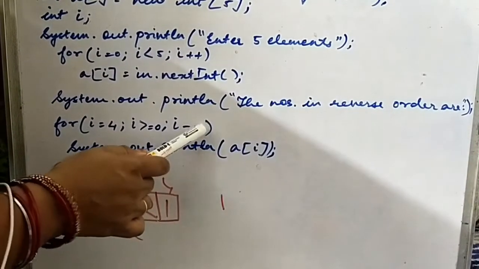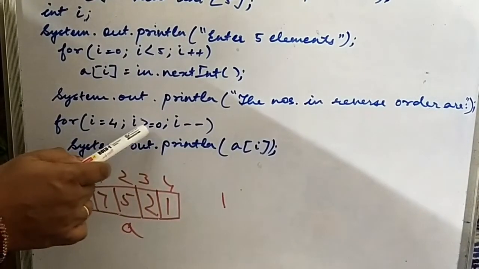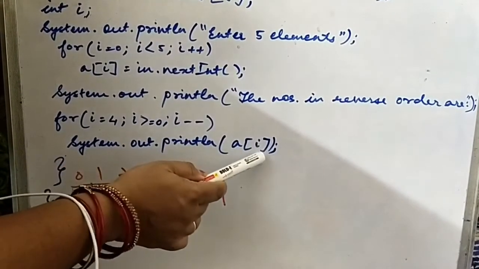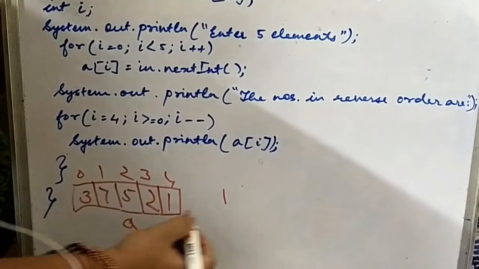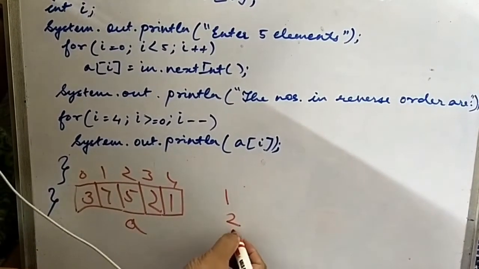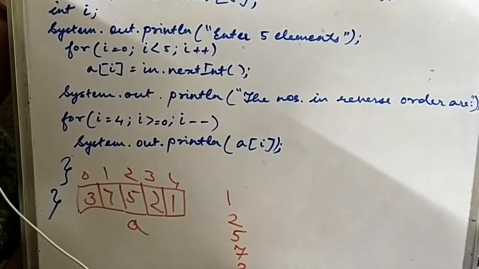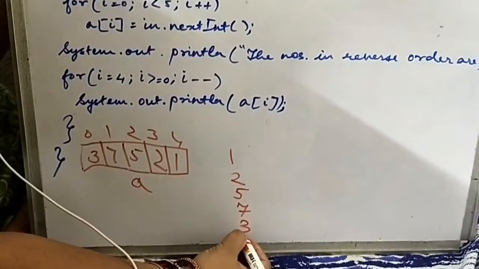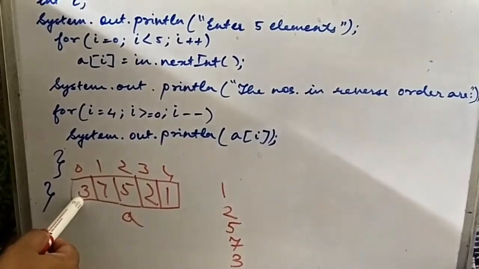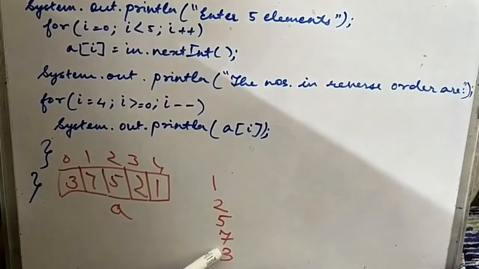After that i-- means 4 minus minus, the i value will become 3. Now 3 is greater than or equal to 0, so again it will enter the loop, and a[3] is going to be printed. What is the a[3] value? The a[3] value is 2, and like that the a[2] value is 5, then the a[1] value is 7, and the a[0] value is 3. So in this way, the first element is 3, so that will be printed at last.